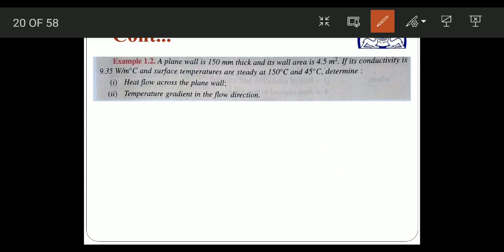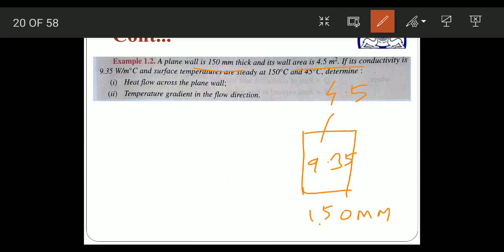Again, this is an example of conduction. So a plane wall, 150 mm thick, and its wall area is 4.5. So let us draw this first. 150 mm thick is given, area is given 4.5. If the thermal conductivity is 9.35, inside temperature is 150 degrees Celsius, outside temperature is 45 degrees Celsius, determine heat flow across the plane wall.